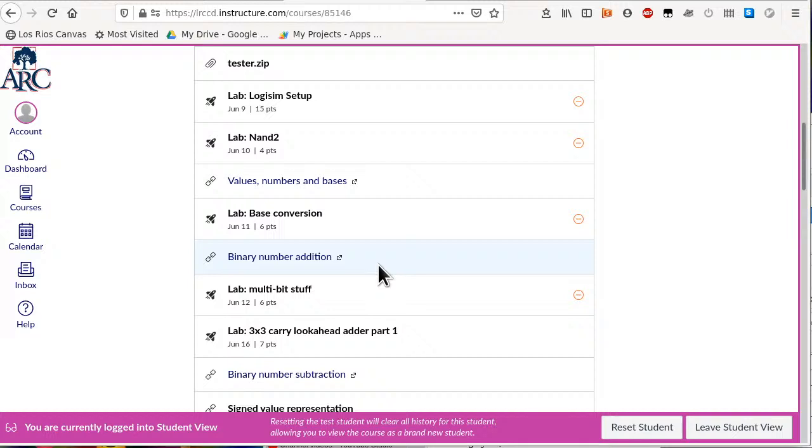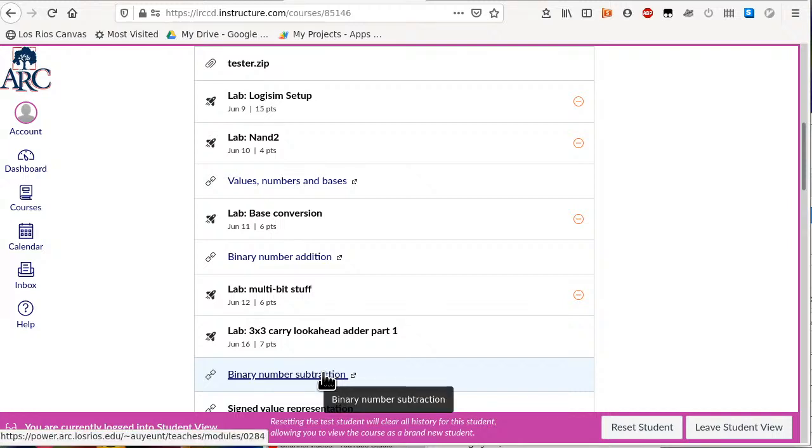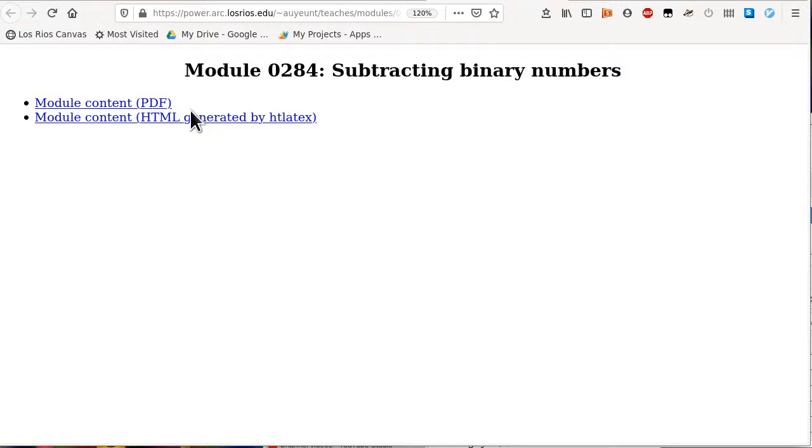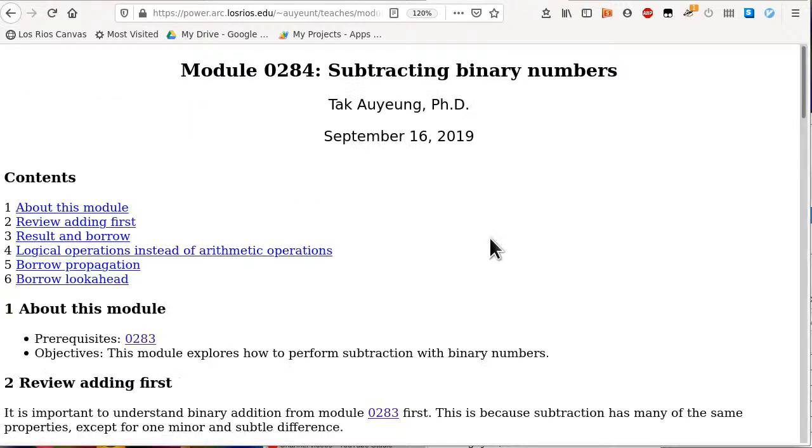So we are basically done with binary addition, which is over here. Today's lab is 3x3 carry look ahead adder part 1, and this is what we are moving on to right now, which is binary subtraction. So now we are on binary subtraction. And there we go. With binary subtraction, you can see each module may have a list of prerequisites. So the prerequisite of understanding how to subtract numbers in base 2 is how to add numbers in base 2.